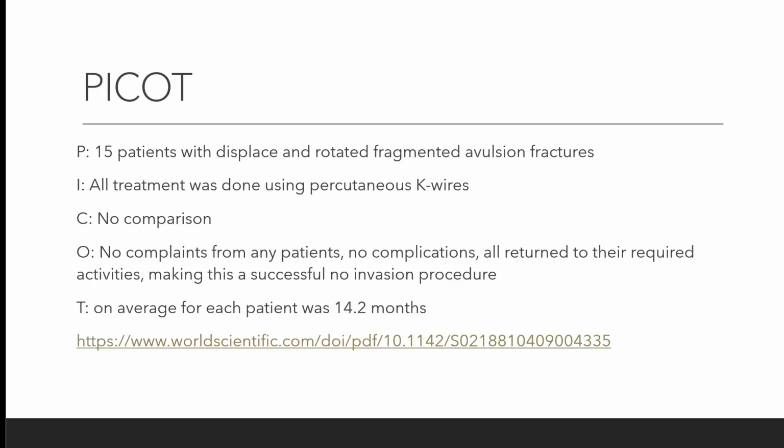My PCOT analysis looks at 15 patients who had an Eaton type 2B, and theirs was a displaced and rotated fragment of avulsion fracture. All of them had treatment done with a percutaneous K-wire for the reduction of the dislocation and the reattachment of everything. There really wasn't a comparison. It would just be looking at past data of patients that didn't get K-wires. The outcome was no complaints from any patients, no complications.